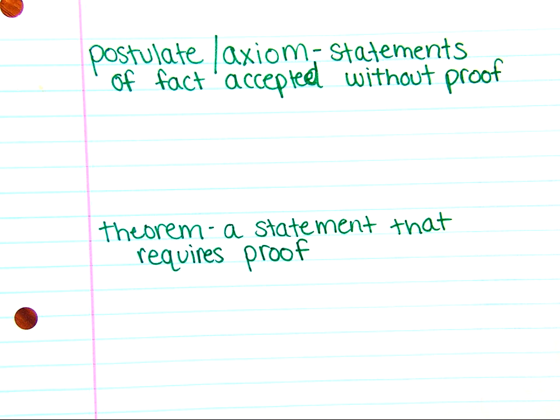You can prove it. So for example, most of you have already heard of the Pythagorean theorem. A squared plus b squared equals c squared. And there is a proof that goes along with that. That is not something that you can just accept like a postulate up above, okay? It has some restrictions to it. So a theorem is a statement that requires proof.